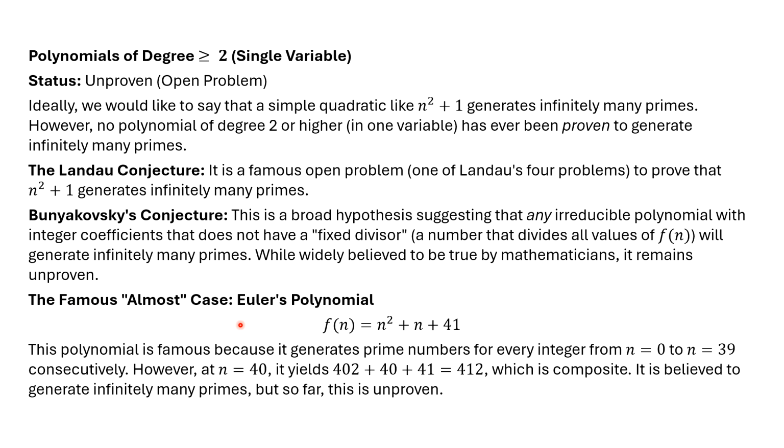So this is similar to the problem we had looked at just a little while ago, where we had a 1 here instead of a 41. But this is a famous almost case. This polynomial is famous because it generates prime numbers for every integer from 0 to 39. However, if you put in 40, you get 41 squared, which is composite. So it is believed to generate infinitely many primes, but so far this is unproven. That would fall into the case of polynomials of degree greater than or equal to 2. So we still haven't found an answer to this.